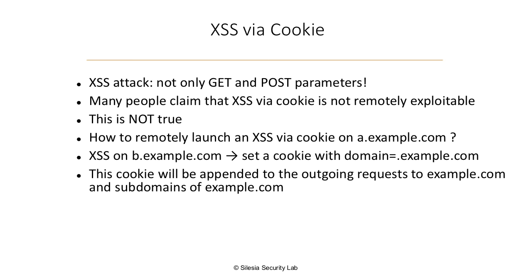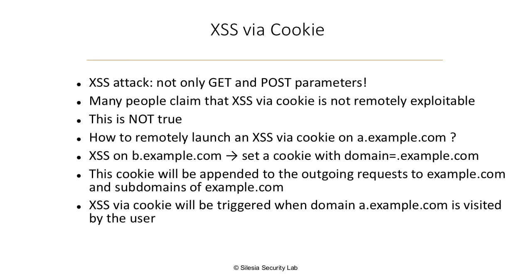So what we've got right now is something like this. XSS via cookie will be triggered when domain a.example.com is visited by the user. And this is it. And this is how we can launch XSS via cookie remotely on domain a.example.com. We can find an XSS attack on another subdomain of example.com.